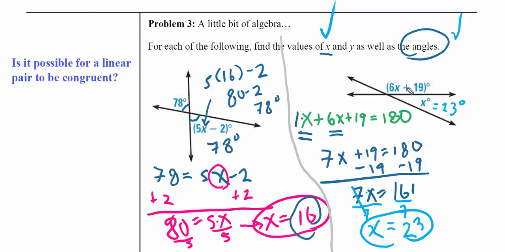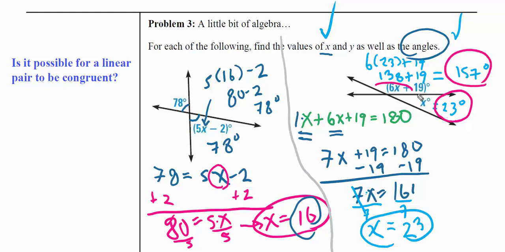But with this other angle, which is an obtuse angle, the other angle that forms a linear pair, I have to plug in the 23. So that's 6 times 23 plus 19. We do order of operations. It's 138 plus 19. And if we add those both up, we're going to go ahead and get 157 degrees. So we get that this acute angle is 23, and then this obtuse angle right here is 157 degrees.